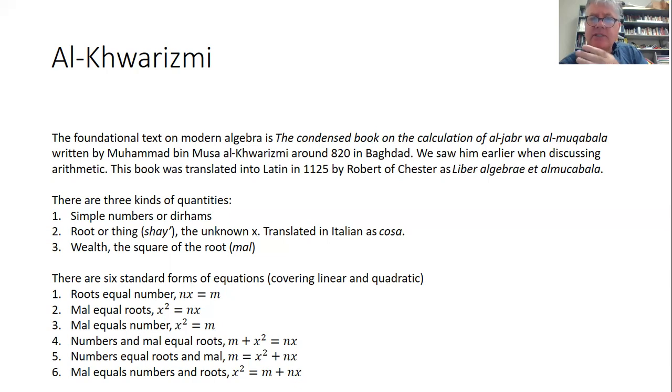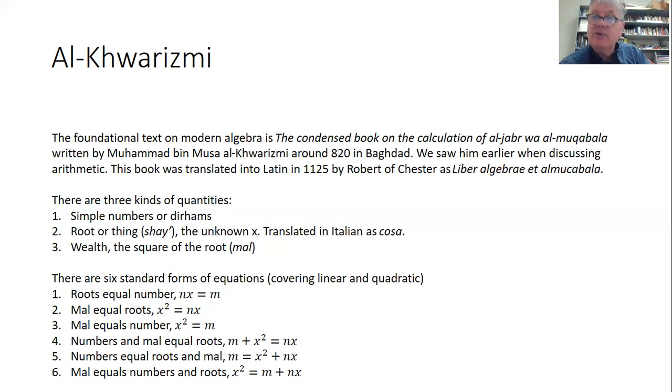So that means there are 6 different types of equations, whereas we would think there were only 2 different types of equations, right? We would just think there were linear equations and quadratic equations. So roots equals number, that's a linear equation, okay? But they also had mal equals roots, x squared equals nx. And notice here 0 would not be considered a solution. The solution, of course, is just n.